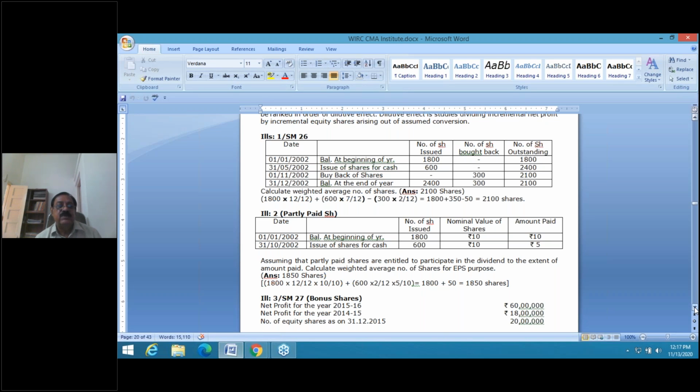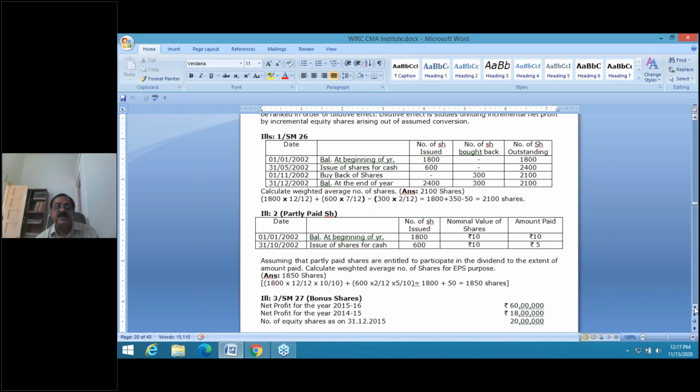1800 into 12 by 12 because they are outstanding for the whole year right from the beginning. Then 600 are issued after 5 months. So the period for which their money has been used is 7 months. So I will take 600 into 7 by 12. Then 300 shares are bought back on 1/11. That is, for 2 months their money has not been used by the company because they are repaid. So I am deducting 300 into 2 by 12.